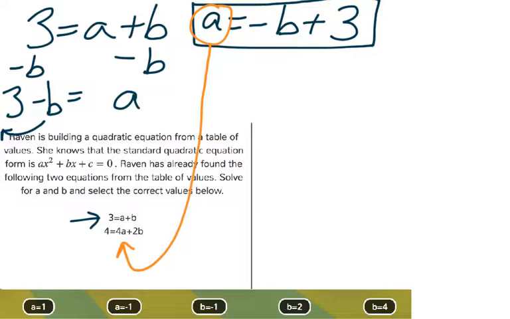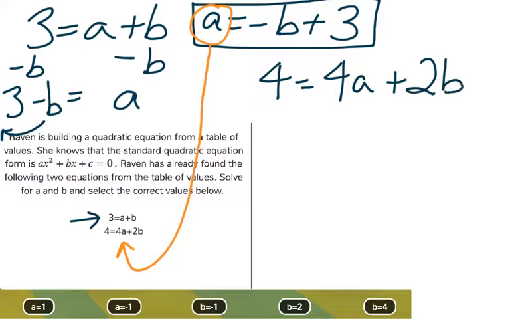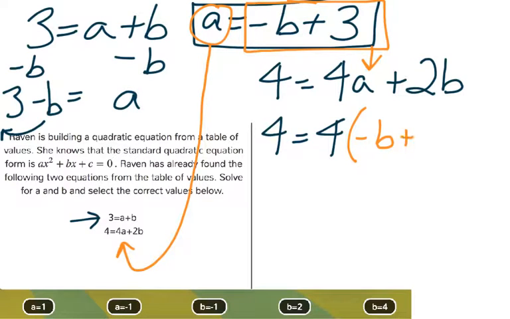So I'm going to write out the other equation first. 4 equals 4a plus 2b. Now I'm going to plug in my a. My a is this entire piece here now. So I'm plugging that in right there. Let me write it out. 4 equals 4 times negative b plus 3. That's instead of a. Plus 2b still stays there.